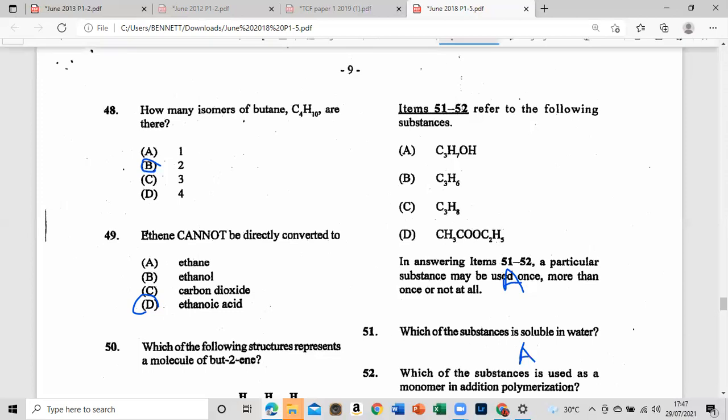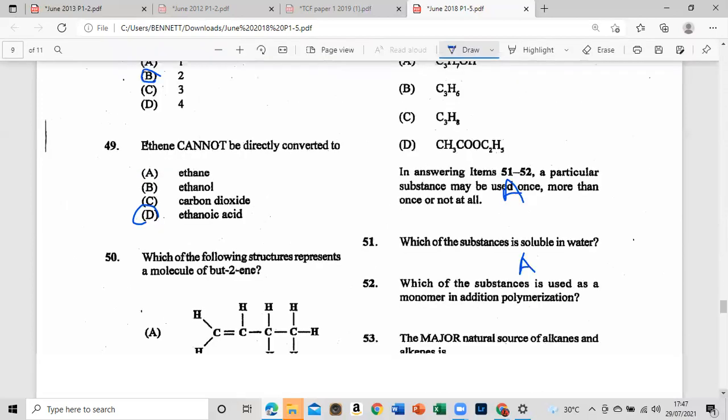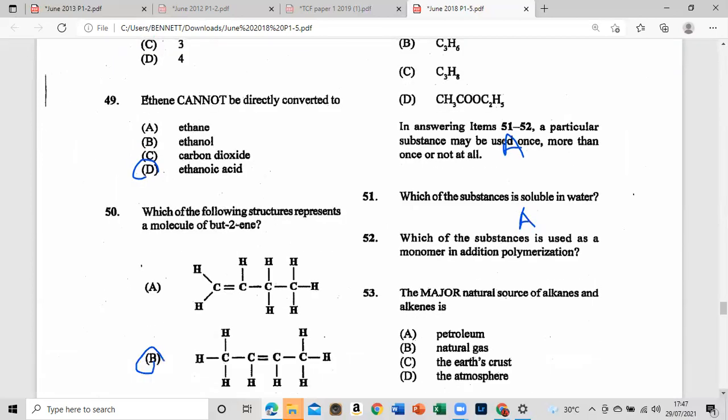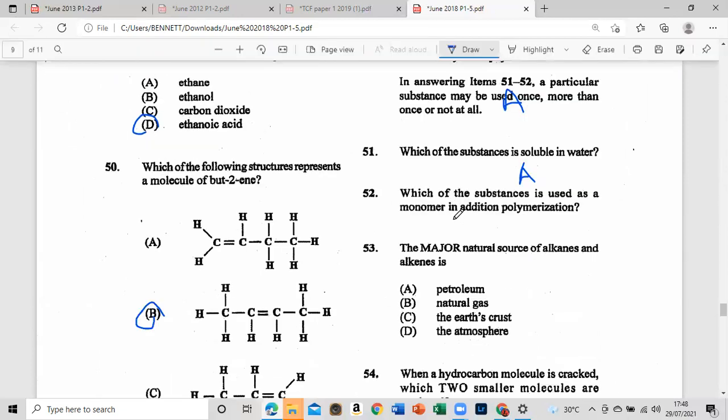Let's move on to 52. Which of the following substances is used as a monomer in addition polymerization? And 52 is B. Notice I'm not itching, guys, because I have more to do. So if anything, just watch back the tape, all right?